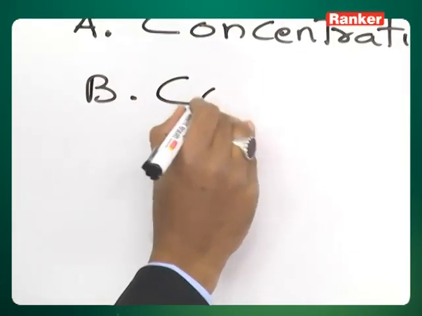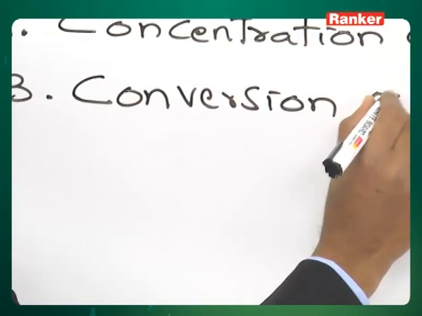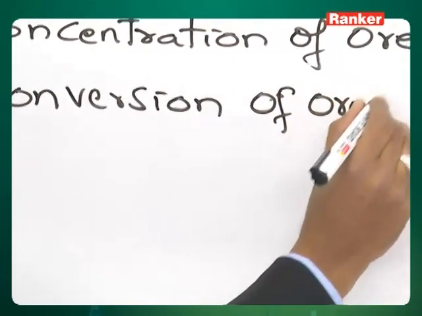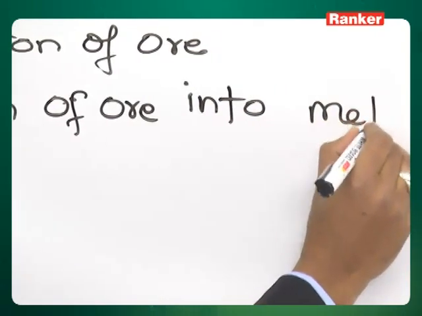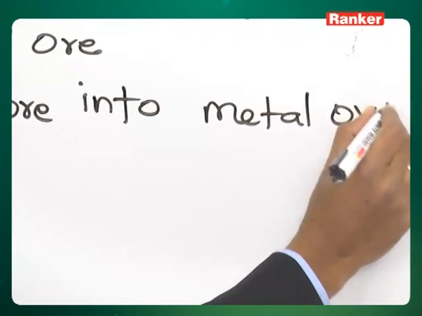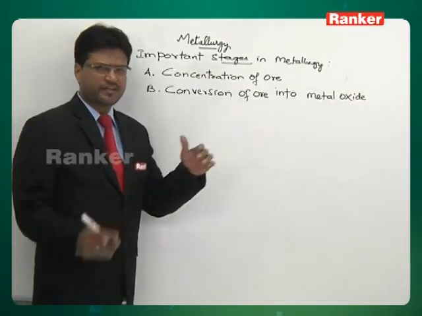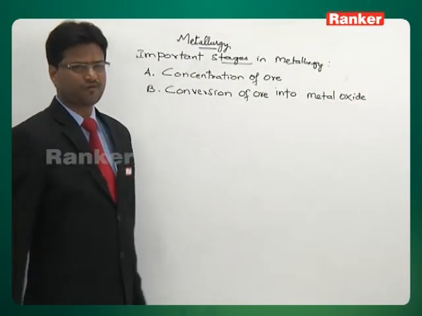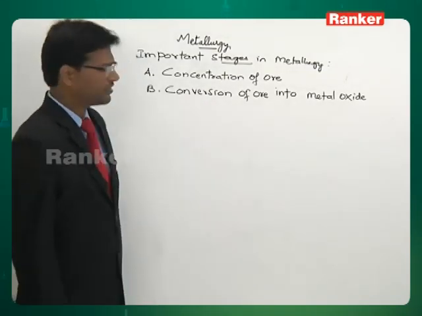B. Conversion of ore into metal oxide. Whatever metallic compound is there, say it is sulfide or carbonate or sulfate, whatever it is, it has to be transformed into oxide, metal oxide.